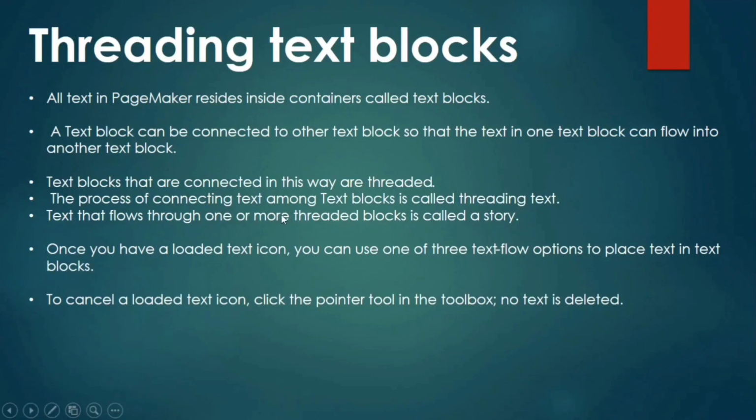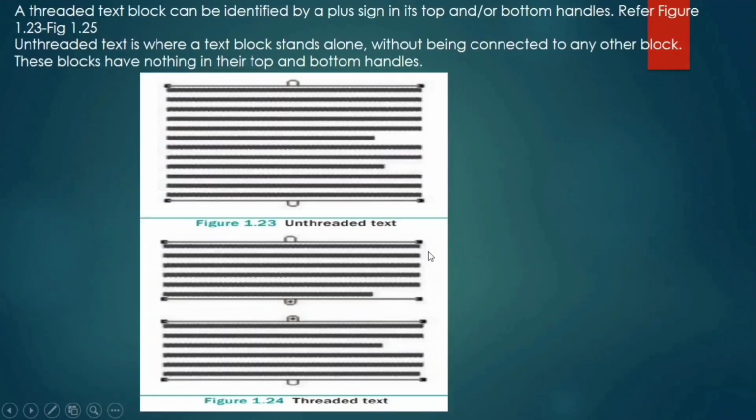Once you have a loaded text icon, you can use one of three text flow options to place text in the text blocks. To cancel a loaded text icon, click the pointer tool in the toolbox. No text is deleted. A threaded text block can be identified by a plus sign in its top and or bottom handles. Refer to figures 1.23 and 1.25 here.